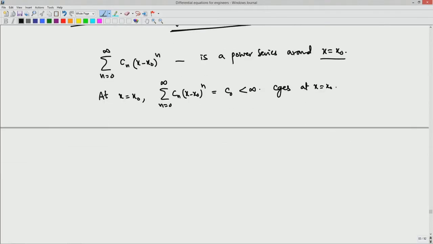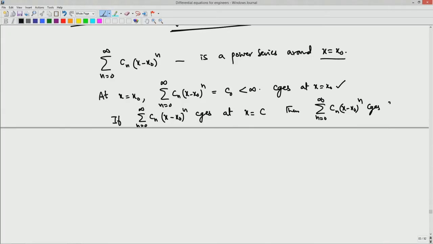So there are three possibilities. A power series always converges at x = x0, and if the sum for n from 0 to infinity of Cn (x - x0)^n converges at x = some c, then the power series converges for every x with |x - x0| less than |c - x0|.